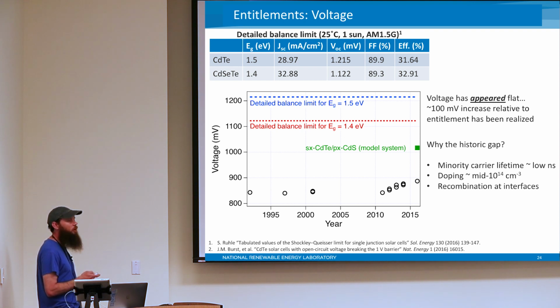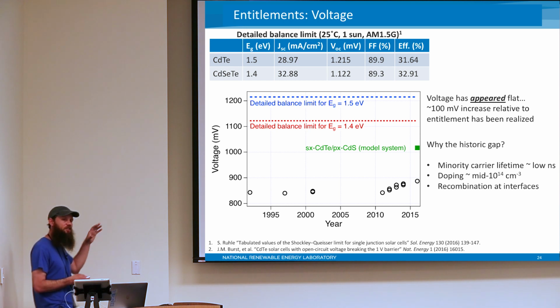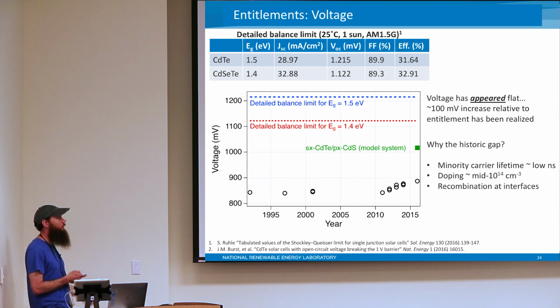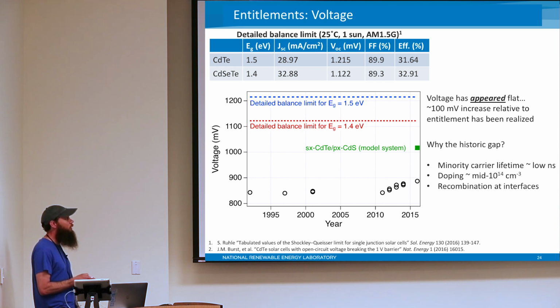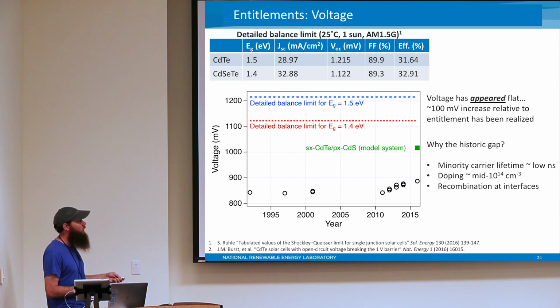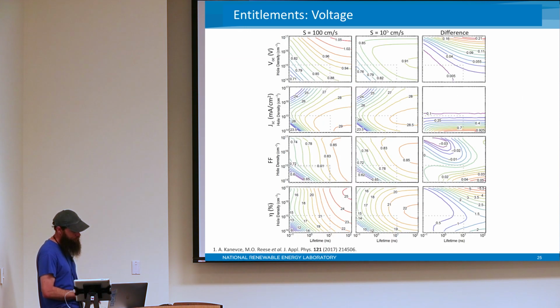But let's now talk about why we have this historic gap, because this is the major problem we have in cadmium telluride, getting the voltage out of our devices. And it's associated with our minority carrier lifetime, which is in the low nanosecond range, and our doping. So we're not actually intrinsic enough to be an NIP, because we can't fully deplete. So we need to actually put some things in. And then we have recombination at our interfaces.